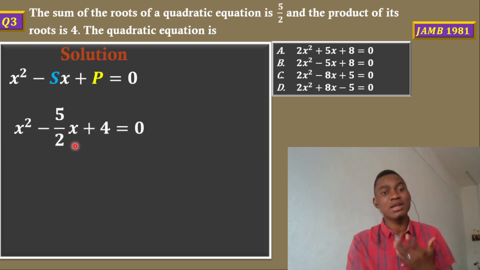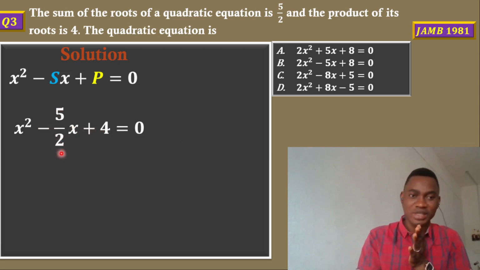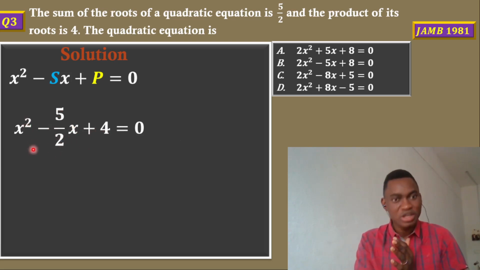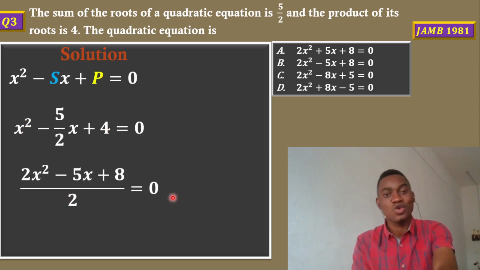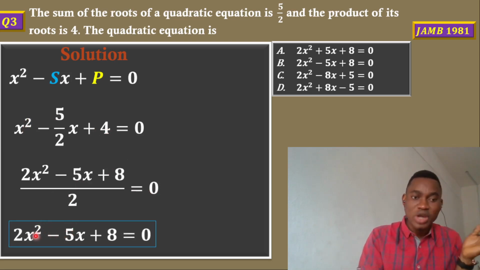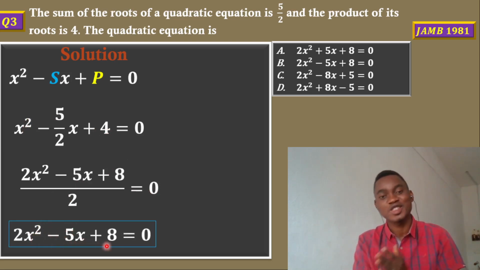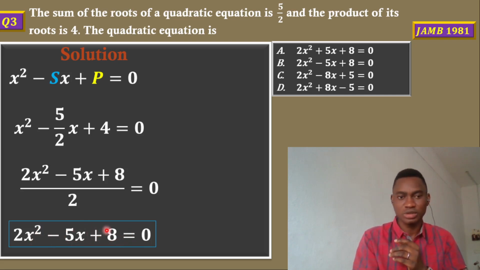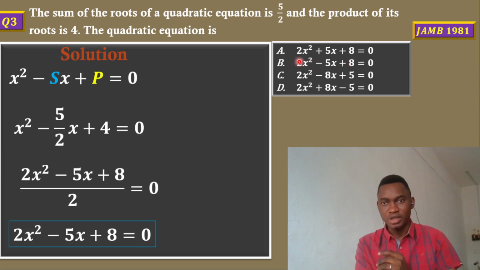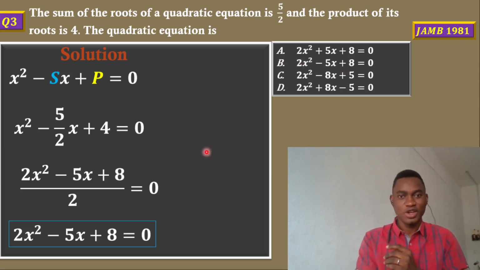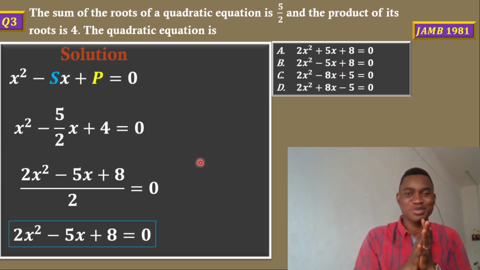So find the LCM of the left hand side, that is 2 times x squared minus 5x plus 2 times 4, all over 2 equal to 0. So we cross multiply, we have 2x squared minus 5x plus 8 equal to 0. And the correct option to this question is option B. Yes, that's the correct option. So it is very, very simple. Let's look at the next question.